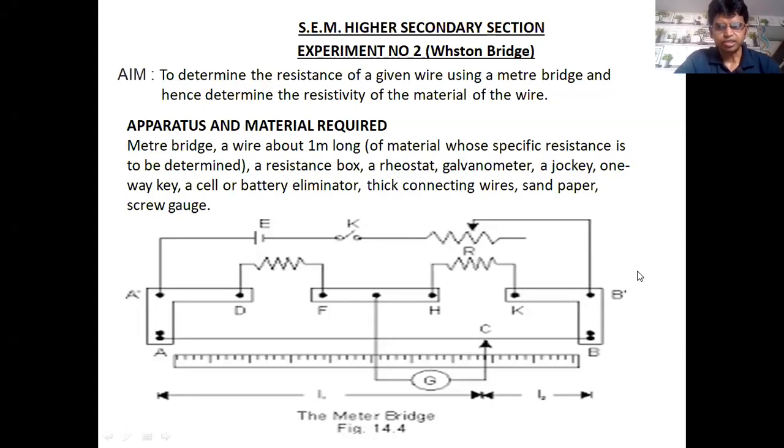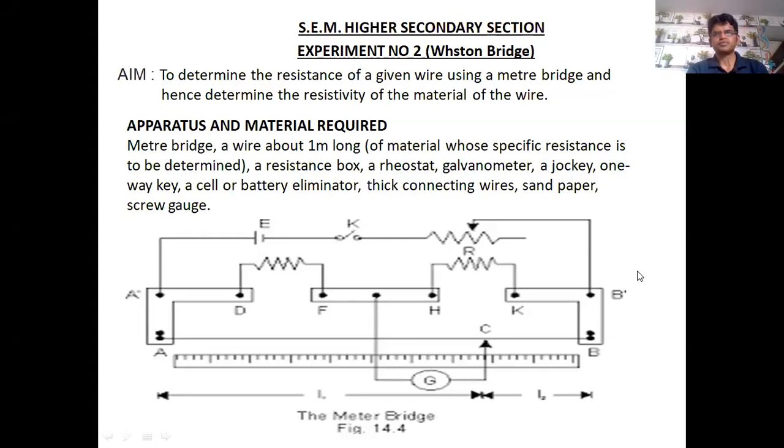Today we again discuss practical number 2. The aim is to determine the resistance of a given wire using a meter bridge and hence determine the resistivity of the material of the wire. So friends, today we use an unknown resistance and find the value of the given wire.